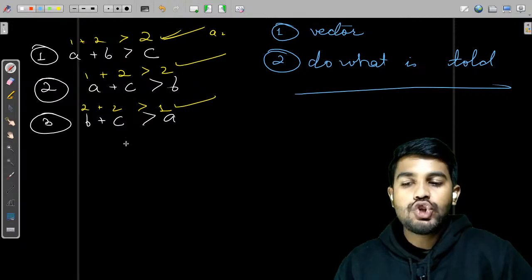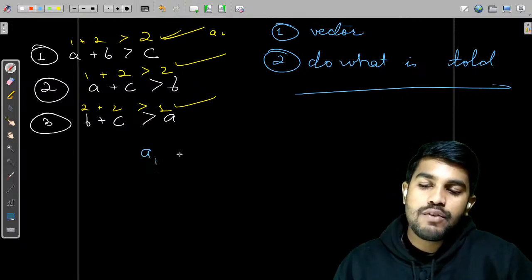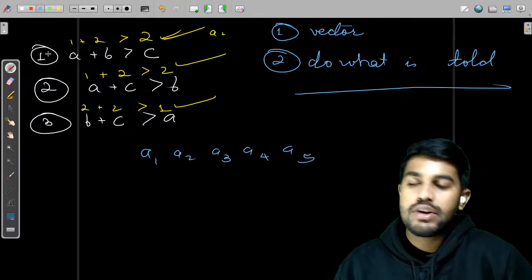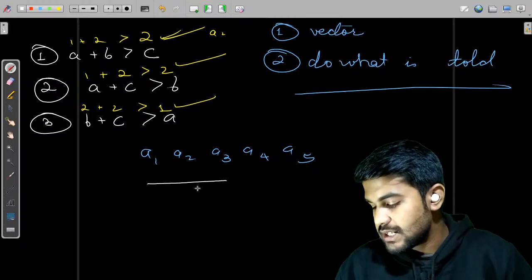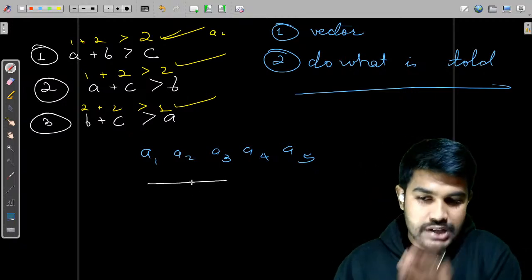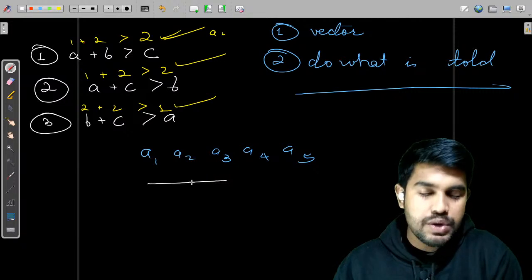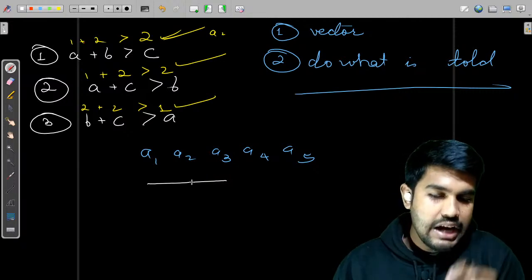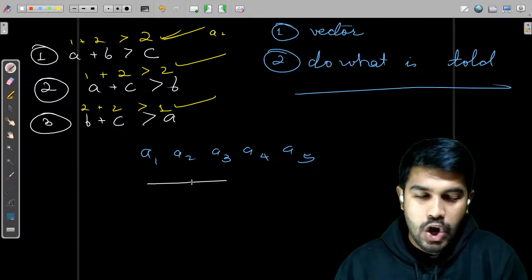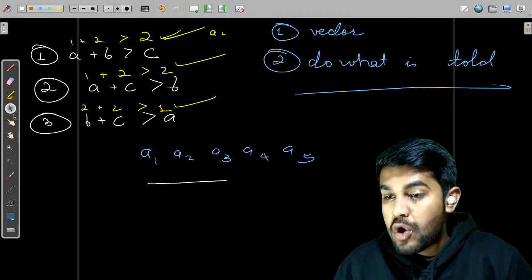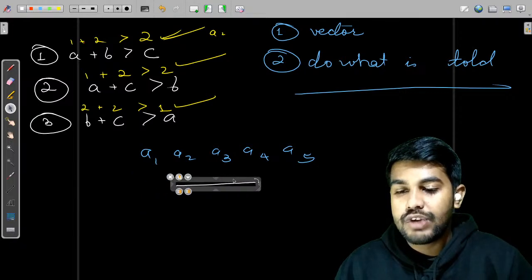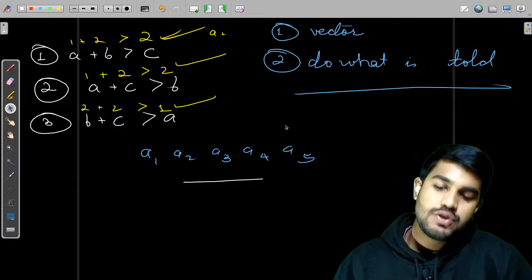So suppose you have A1, A2, A3, A4 and A5. What you need to do is consider three elements. You consider the first element A1 as A, A2 as B and A3 as C, and you need to see if it is valid or not. If it is valid, vector dot push 1. If it is not valid, what we need to do is move forward and see now this.